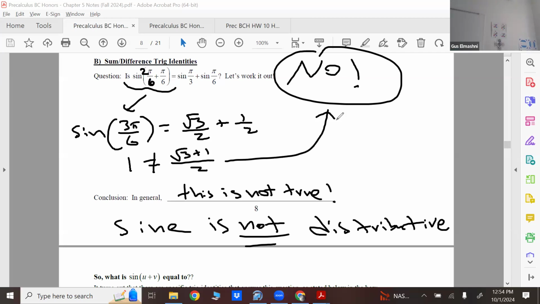Never. Instead, if you want to work with this, there's an identity devoted to adding two angles inside the sine function or subtracting them. Likewise for cosine, tangent, cosecant, secant, and cotangent. So you can't just do that. Don't do that, please. All right. So then what do you do?